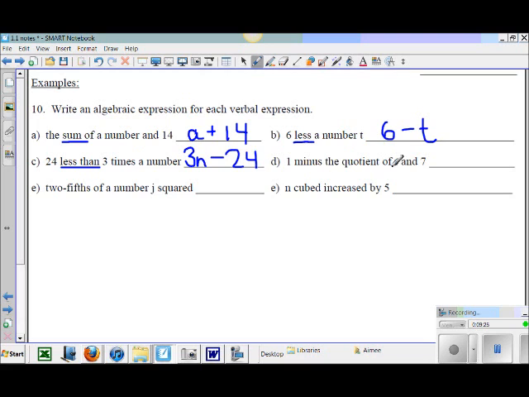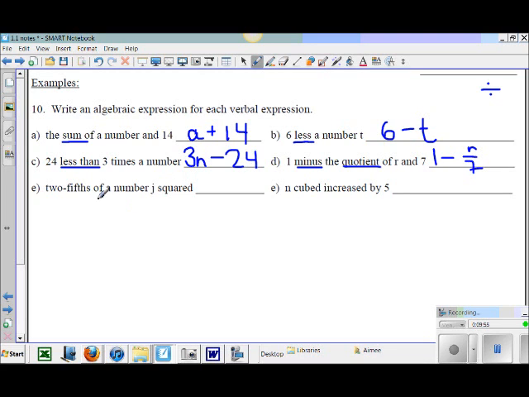For example D, we have 1 minus the quotient of R and 7. This we do go in order. 1 minus quotient means to divide. So we're going to have R divided by 7. We talked about not using the X for multiplication, or this division symbol in algebra, you won't see that a whole lot anymore. You're going to use a fraction bar.